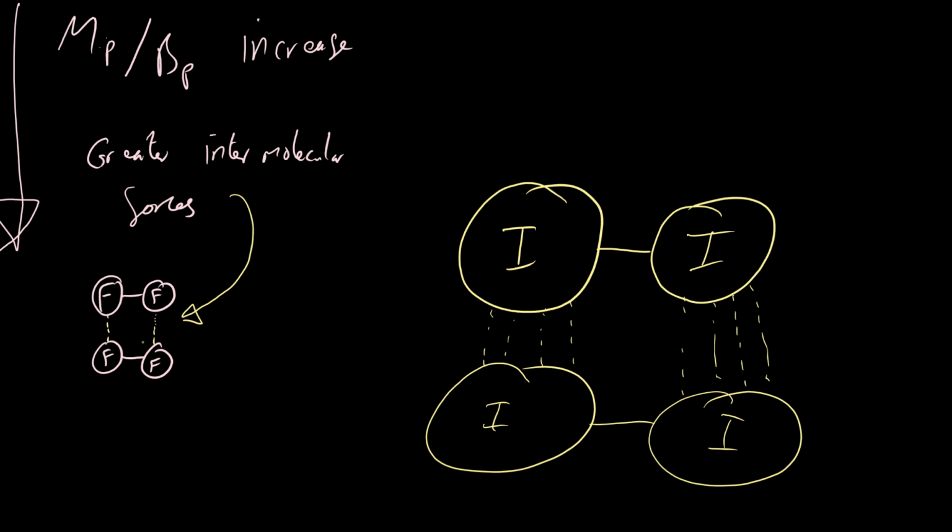Iodine is a solid at room temperature, I'm just going to say RT. Fluorine is a gas at room temperature. That shows you the difference between the two. Okay, now let's have a look at some of the reactions of the halogens. Okay, so the reactions.